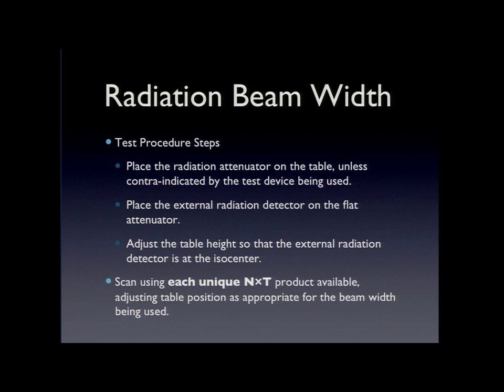So you just place the attenuator on the table. You center the table at the isocenter, and make sure that the placement of whatever you're using is at the center. And then you scan using all of the unique N times T combinations that there are. You don't have to do every combination on these 320 scanners; that would be a lot of time, and you're going to have a lot of repetition there. There really are these unique combinations that'll give you the same results.